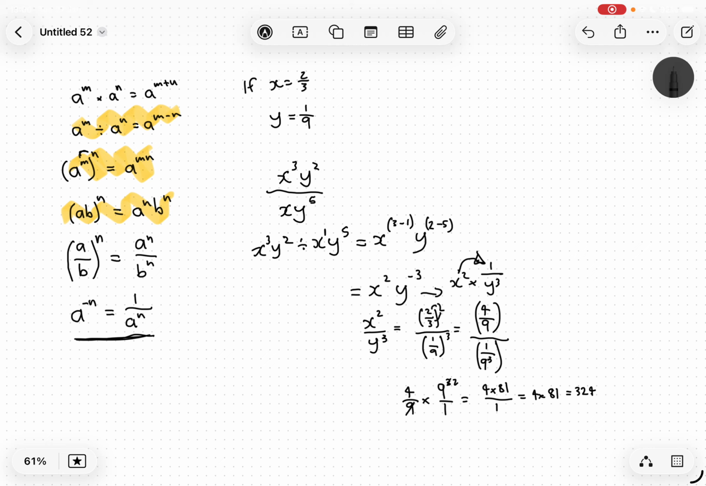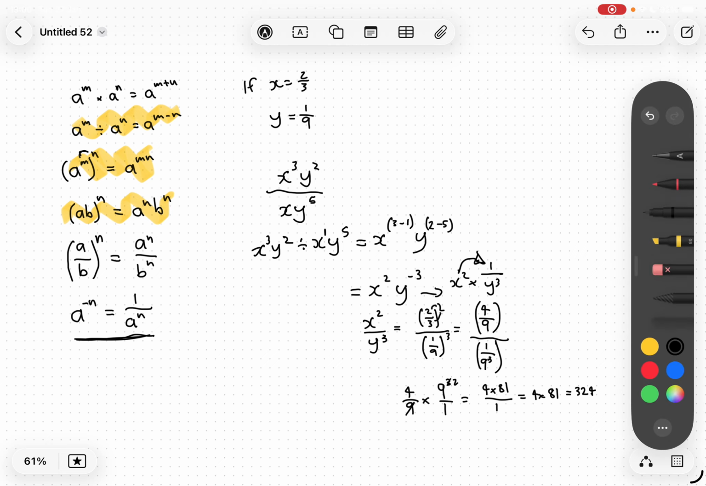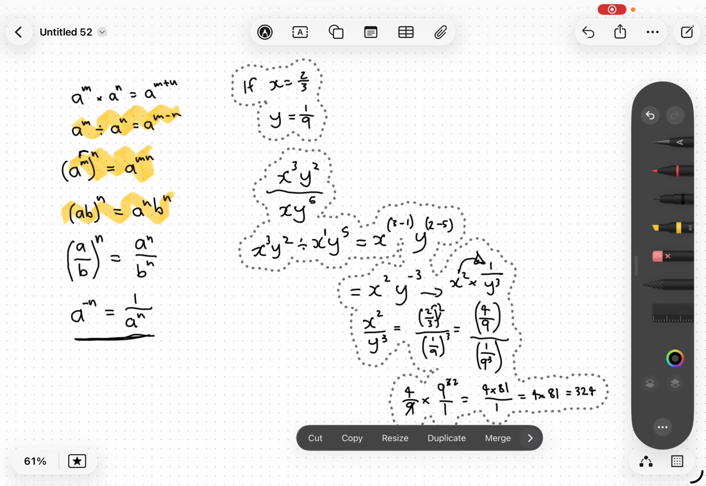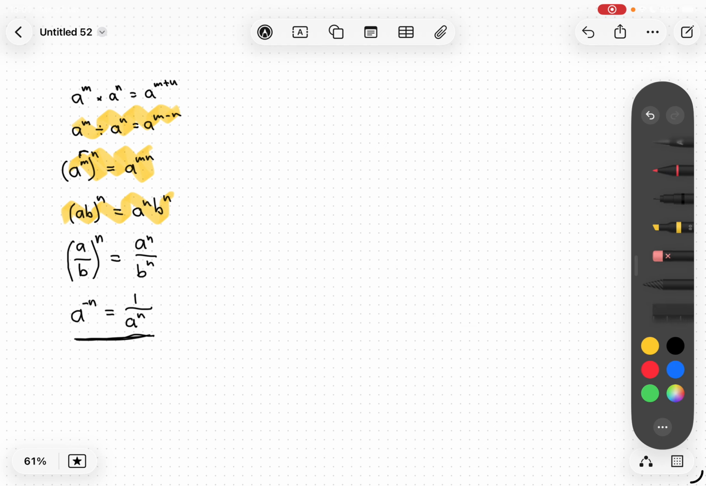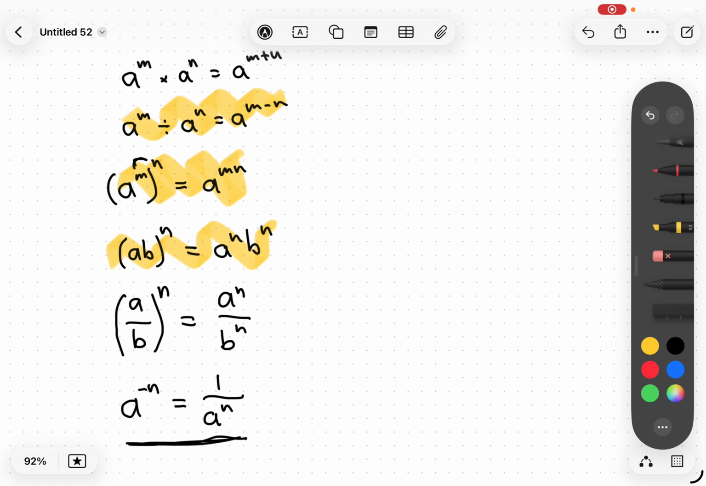So I hope through that you've gotten a little bit of an insight into how the index laws work. If you want, you guys can screenshot them, put them on your wall, put them on the door behind your toilet.